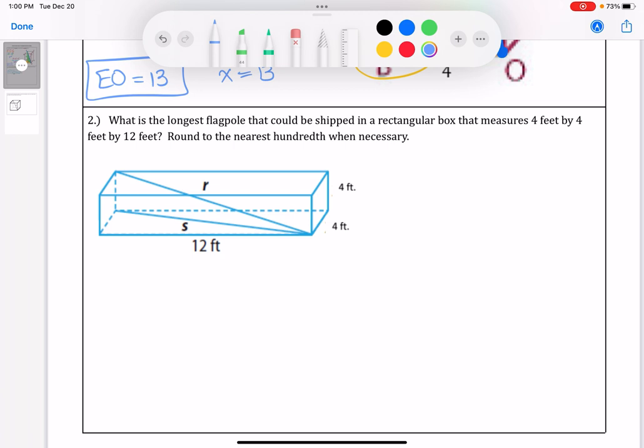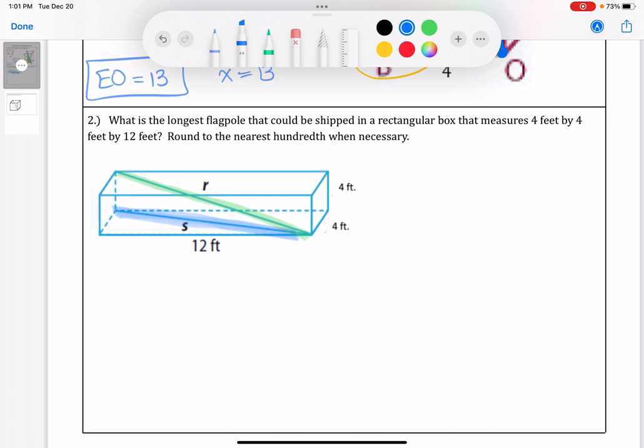If you're feeling confident, go ahead and pause your video and see if you can do it on your own. What is the longest flagpole that can be shipped in a rectangular box that measures 4 feet by 4 feet by 12 feet? Round to the nearest hundredth when necessary. So if I'm picturing this box, the longest flagpole that could fit would be going at this diagonal through the whole box, right? That's going to be a longer segment. That R, the one that's labeled R, is longer than the one that's labeled S. This one down here is definitely shorter because it's laying flat down at the bottom. And if I angle it up to the top, top corner to bottom corner, it's going to be a longer one. So I'm trying to find R.